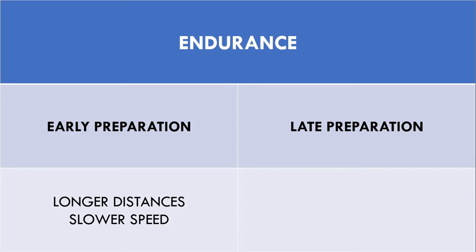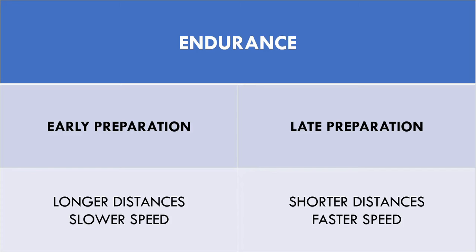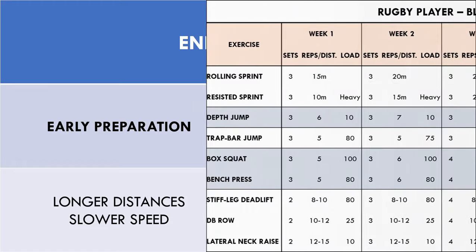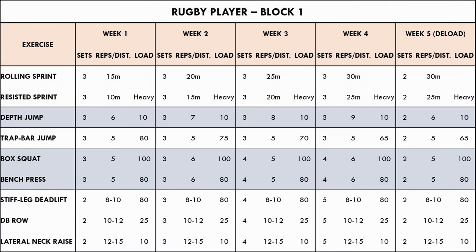Therefore, we can progress this by starting with longer distance, lower intensity running, and progress to higher intensity, shorter distance running. For example, we may start with slower continuous running for longer distances and progress to short interval sprints with limited recovery between efforts. Let's now implement these methods of progression into our rugby player program example. For a 15-week program, the first 5 weeks may look something like this.